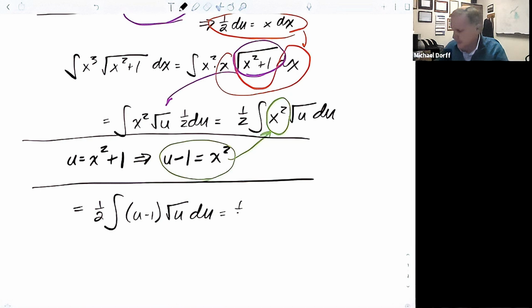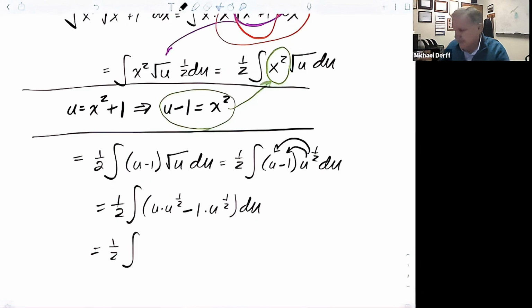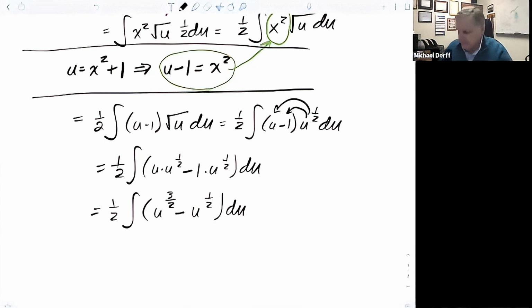To do that, I'm going to rewrite the square root of u as u to the 1/2. Then I'm going to distribute that u to the 1/2 to both of the terms inside the parentheses. So now I have 1/2 the integral of u times u to the 1/2 minus 1 times u to the 1/2 du. To get terms that only have one u, I add the exponents. So u times u to the 1/2 is the same thing as u to the 3/2, and minus 1 times u to the 1/2 is the same as minus u to the 1/2. Now I can use the reverse power rule to find the antiderivatives and solve this integral.